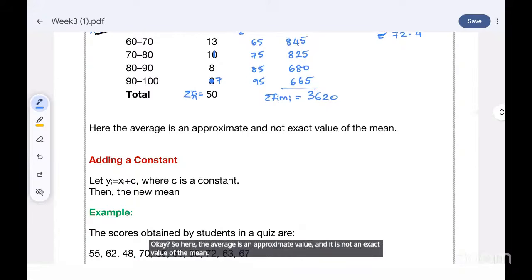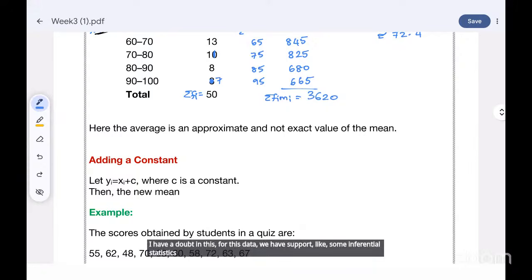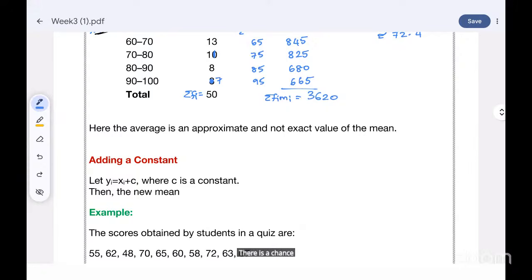Remember that. Hello, ma'am. I have a doubt in this. For this data, we have suppose some inferential statistics. There is a chance of any error. Whenever you are approximating, yes, there is some error automatically.